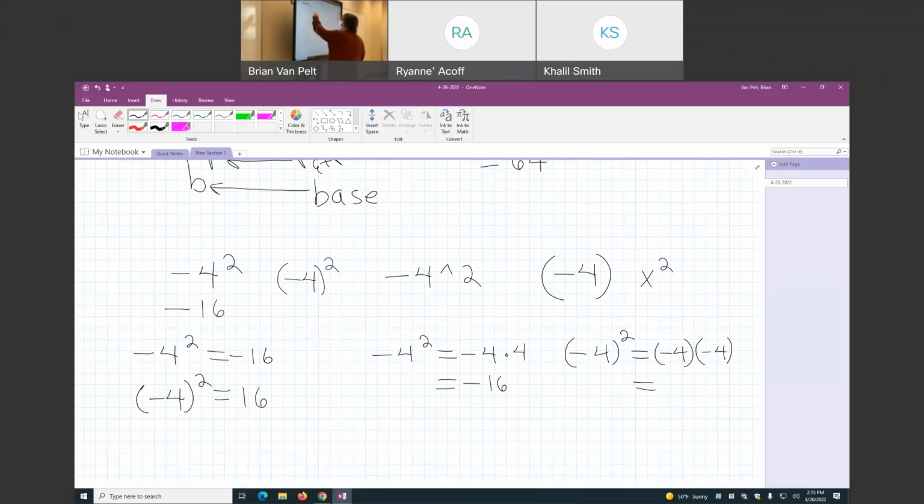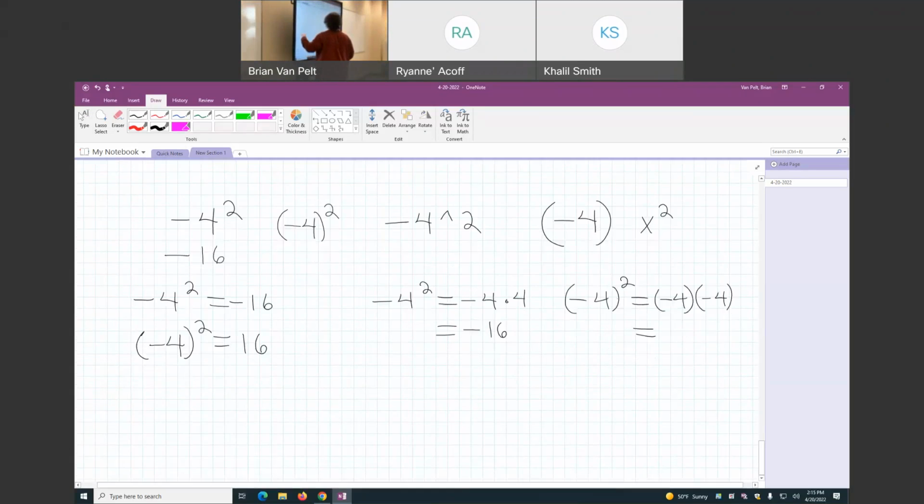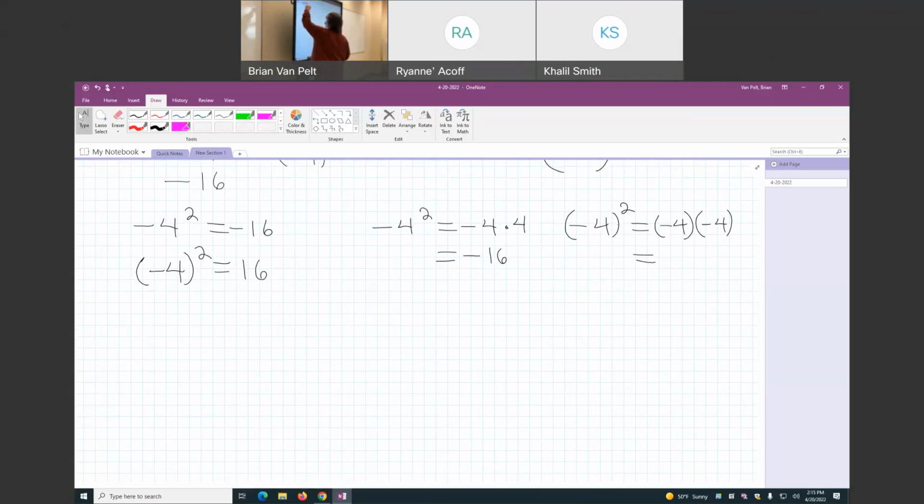So what do students do to memorize this? I've tried to say, according to the order of operations, take this out. I'll give you everything I got. Would you agree that this equals that? That's true.